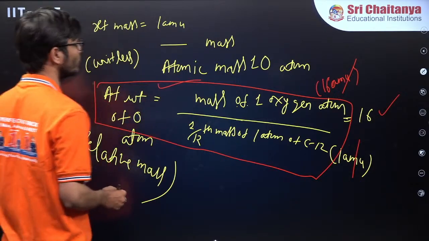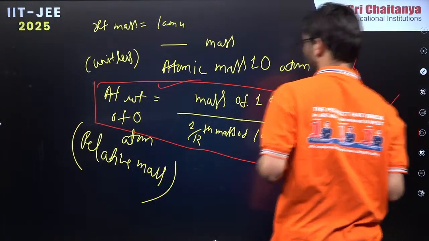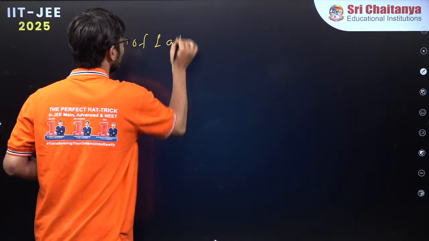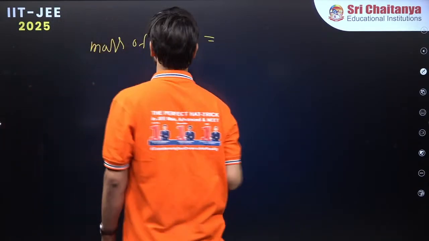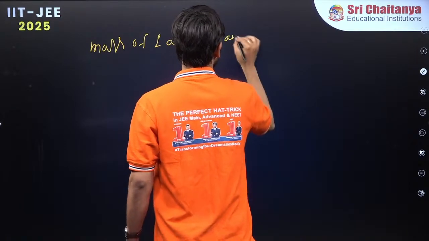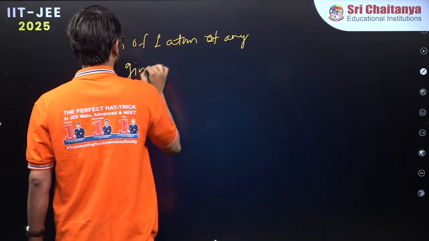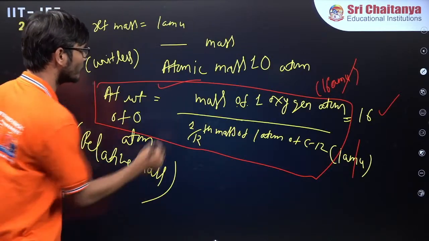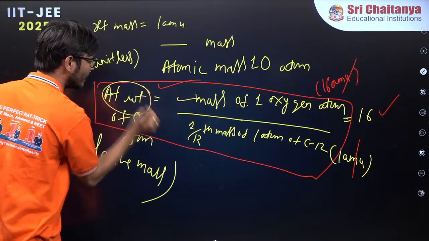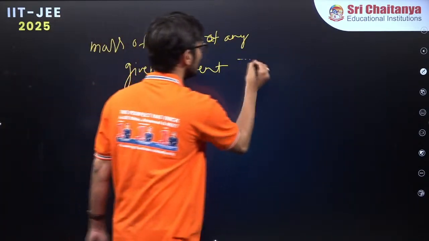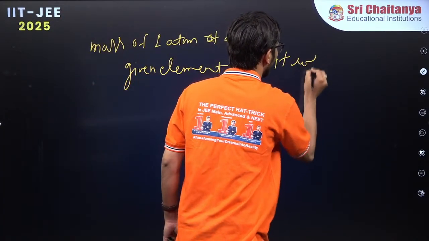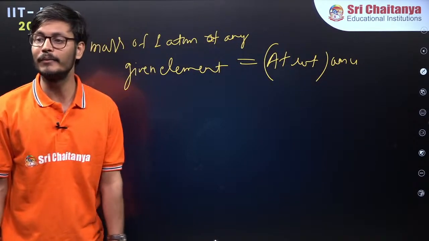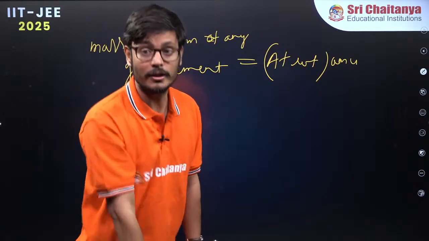With the help of this formula, mass of one atom of any given element is equal to what? बोलो बेटा जी, इधर देखो, mass of one atom is equal to atomic weight into 1 AMU. Atomic weight multiplied by AMU. Okay, so atomic weight is a unitless quantity.